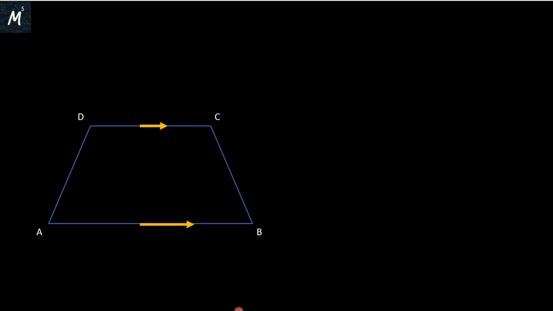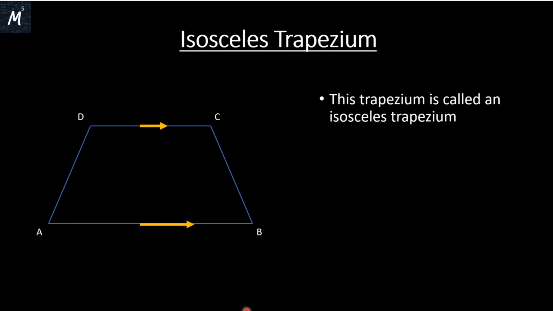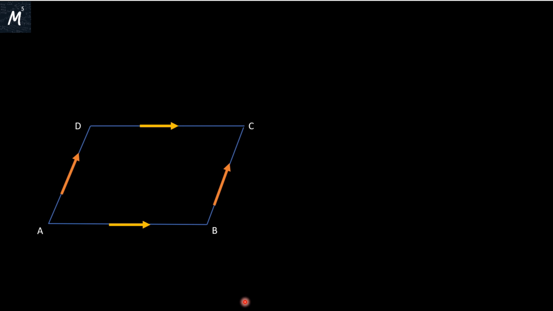So when AD becomes equal to BC, we get an isosceles trapezium. So in an isosceles trapezium, AB is parallel to DC, AD is equal to BC. Now we are going to do one more change in AD and BC. Now I'm going to make both these sides parallel to each other. When I do that, I get this quadrilateral.